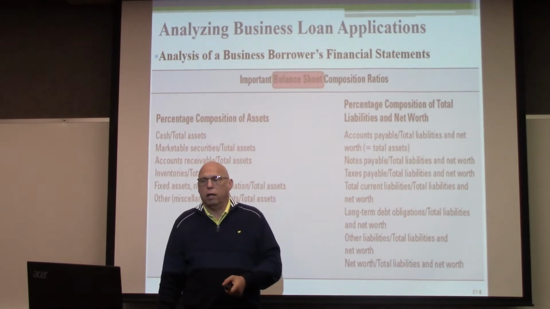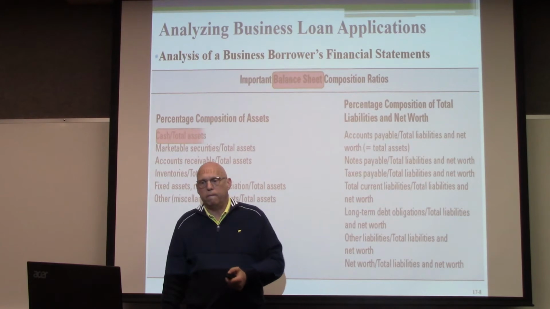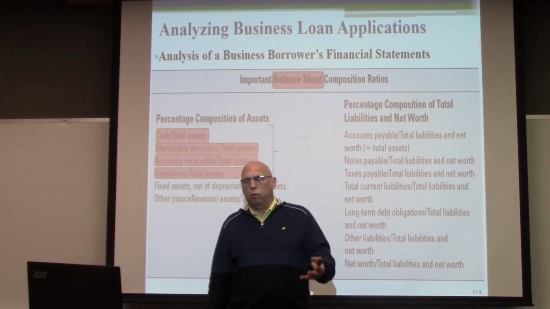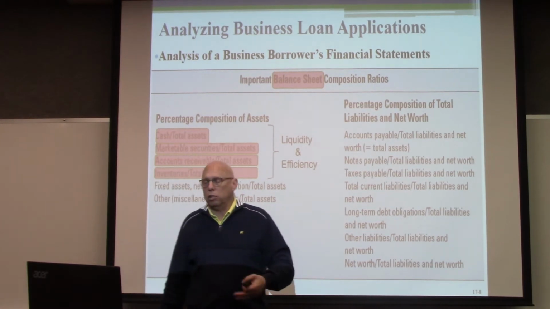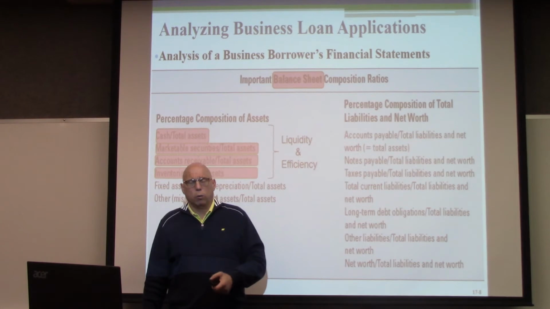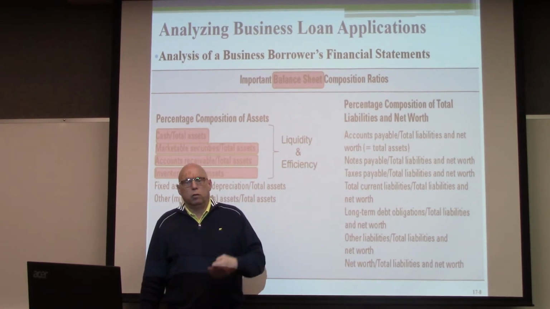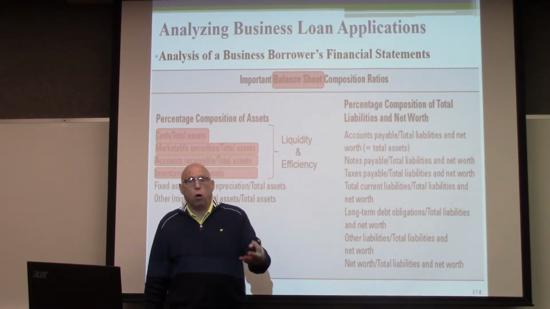All right, so how do we analyze a borrower's financial statements? Okay, we're looking at the balance sheet. So we're looking at liquidity ratios. How much cash does the company have on hand? Marketable securities available. Then you look at their accounts receivable. Are they managing their accounts receivable? Are those good accounts receivable? Can they count on them?